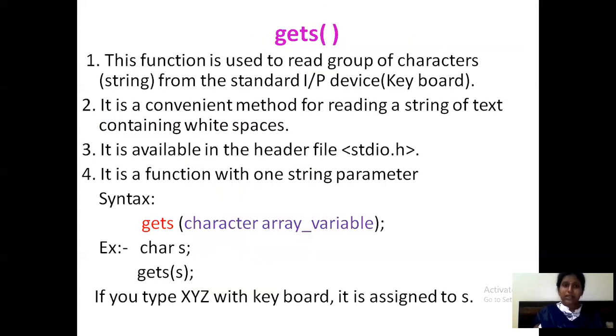Then gets, same like getc and putc, you are having two other functions called gets and puts. This function is used to read a group of characters. It is a convenient method for reading a string of text containing white spaces. It is available in the header file called stdio.h. It is a function with one string parameter. Syntax is gets, character array variable, because you are reading what? A group of characters. So if you want to read a group of characters, it should be placed in an array. So if you type XYZ with keyboard, it is assigned to s.